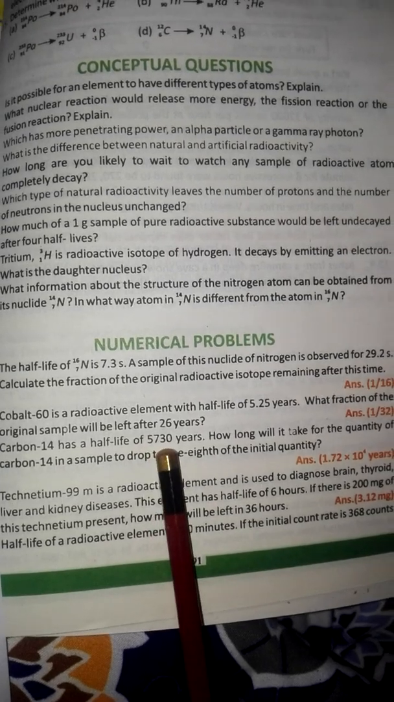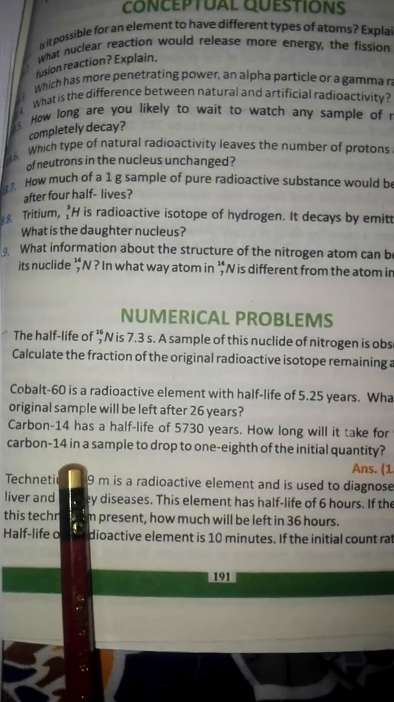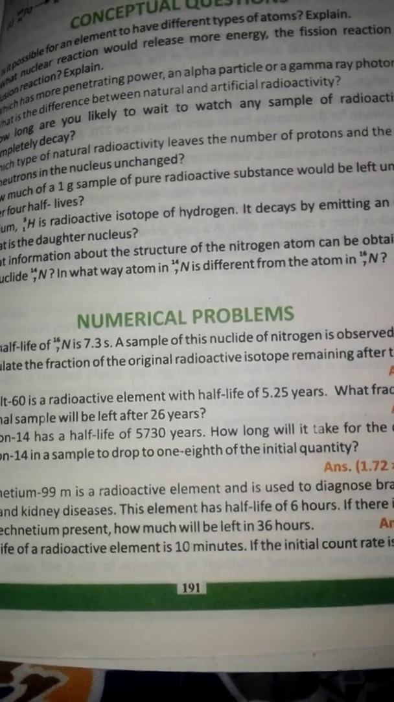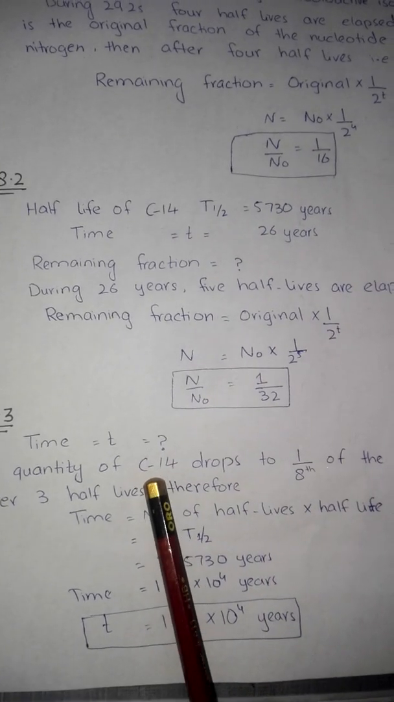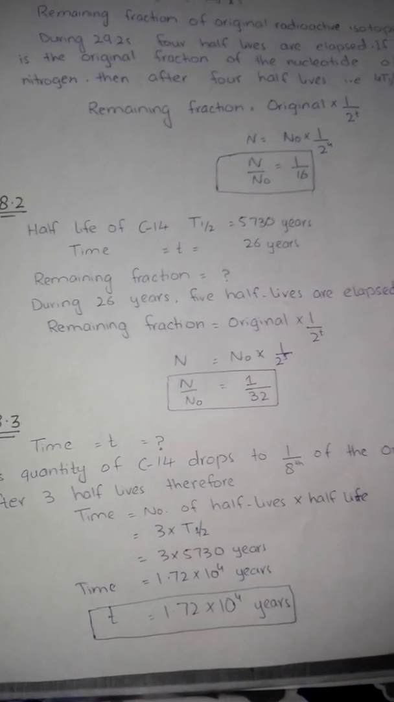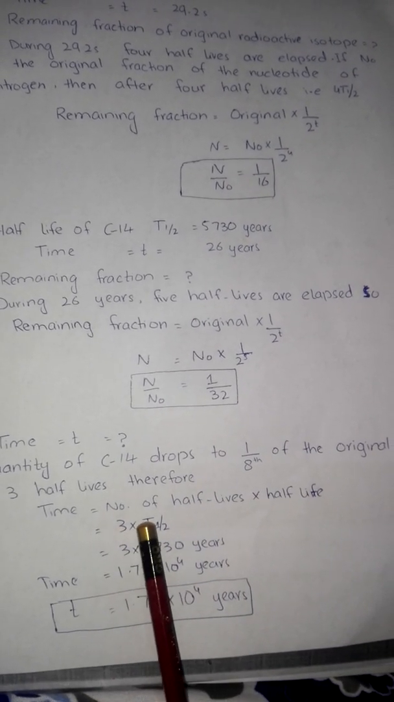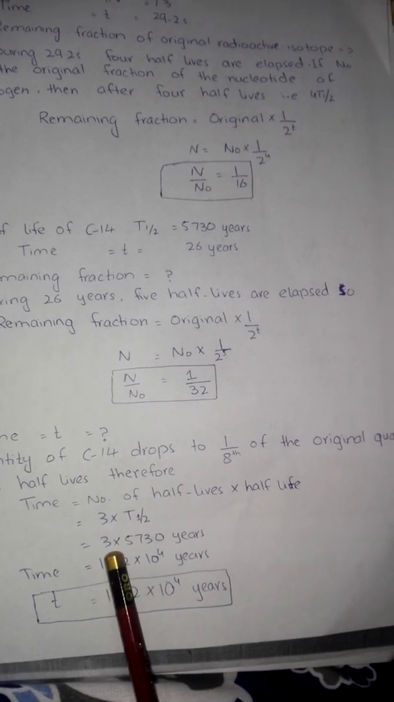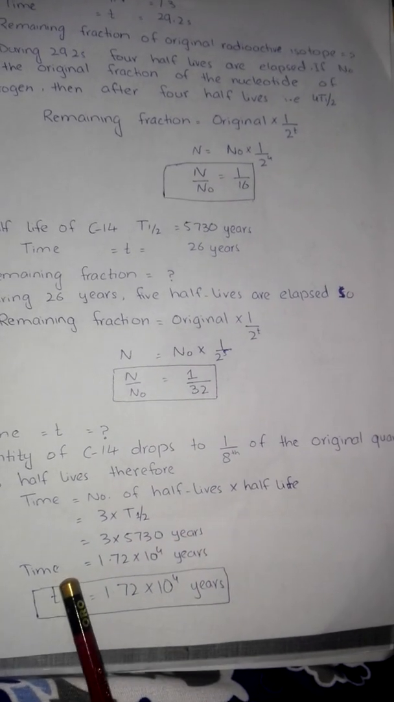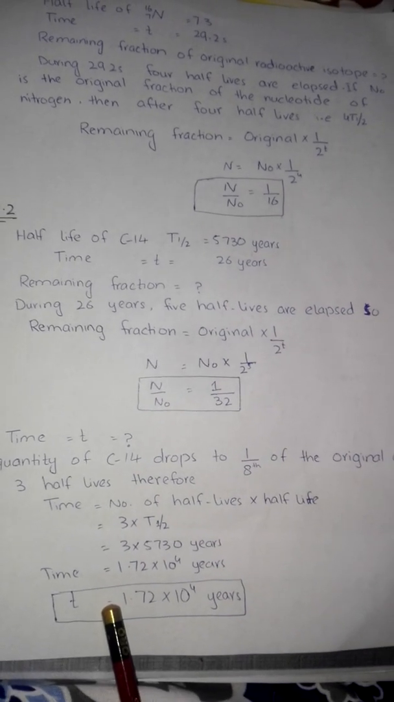a half-life of 5730 years. How long will it take for the quantity of carbon 14 in a sample to drop to 1/8 of the initial quantity? So time we have to find, and as the quantity of carbon 14 drops to 1/8 of the original quantity after 3 half-lives, therefore time is equal to number of half-lives into half-life. 3 into t1/2, that is the half-life, and 3 is the number of half-lives, and when we multiply 3 into 5730, time we will get, that is 1.72 into 10 raised to power 4 years. Clear?